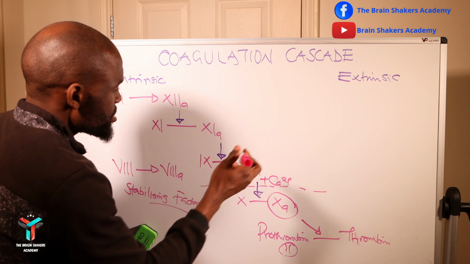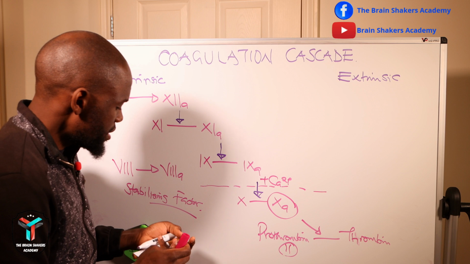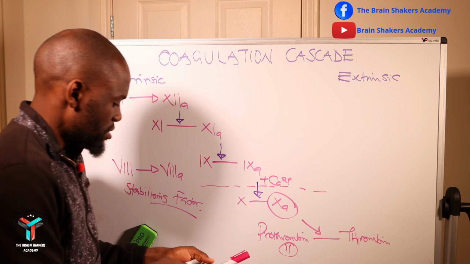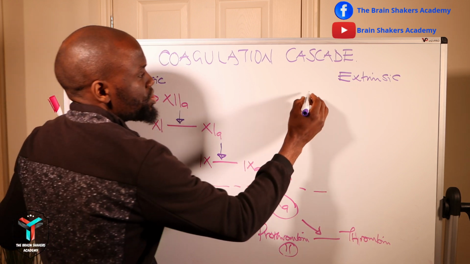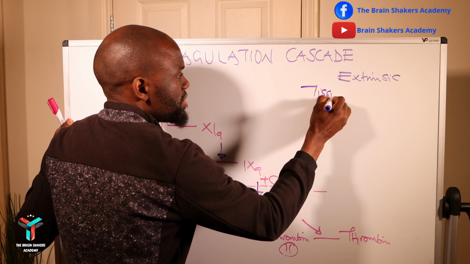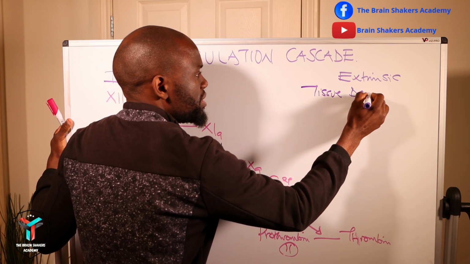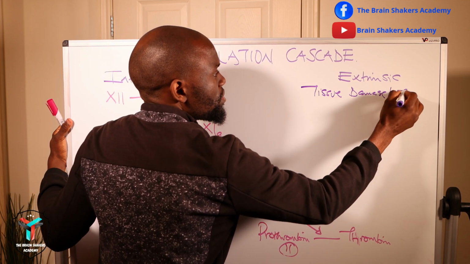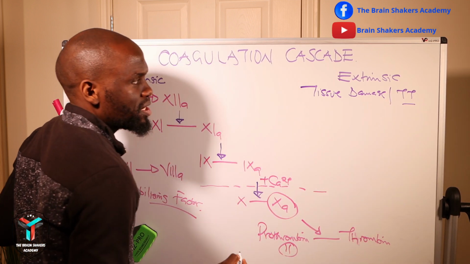So we're saying that the extrinsic pathway is going to be generated because of tissue damage. So we are saying that you can have tissue damage here, and then you can also have tissue thromboplastin being released.